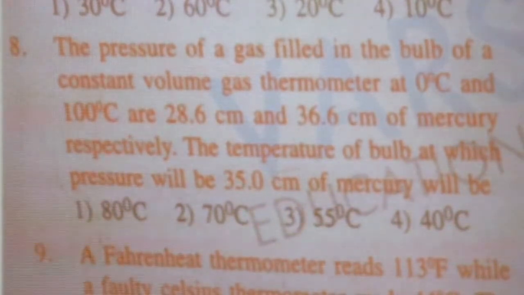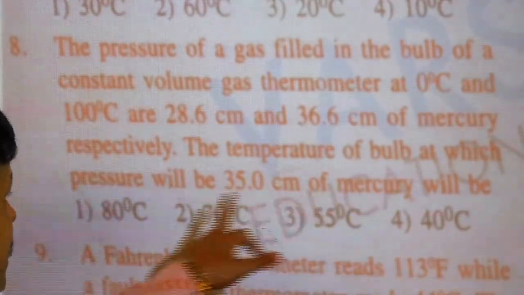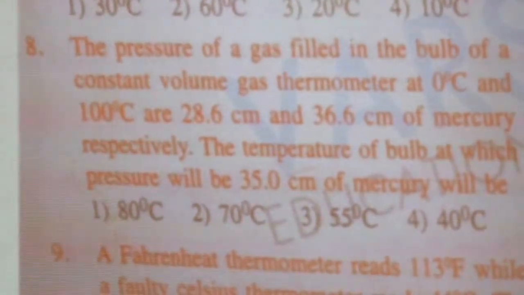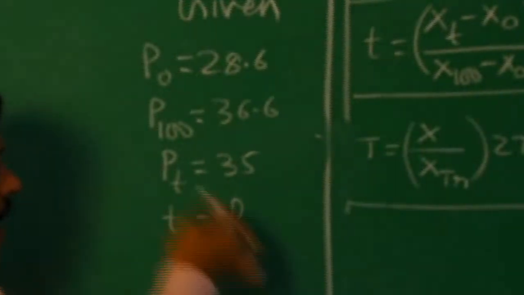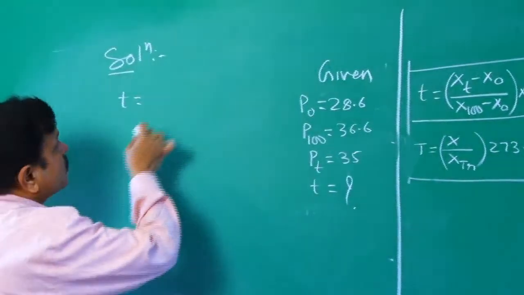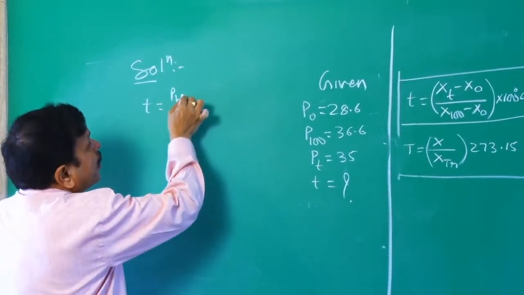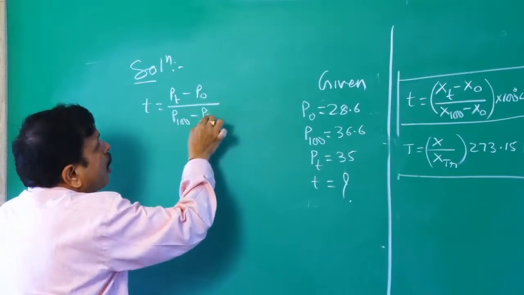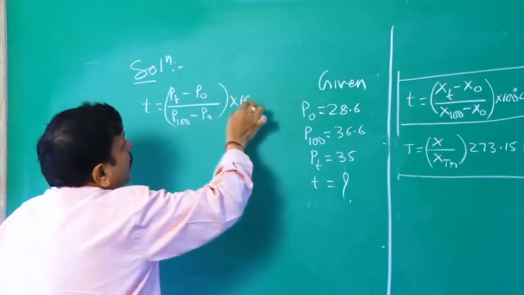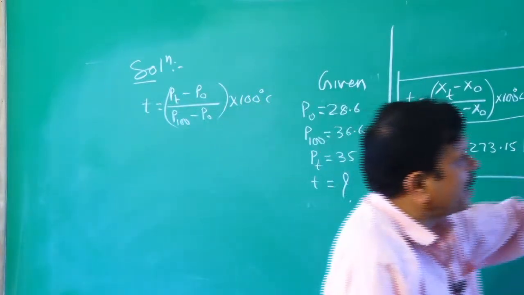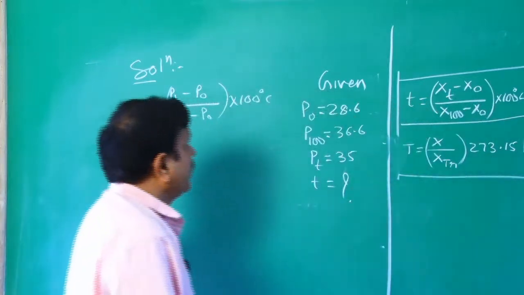Then the temperature of the bulb at which the pressure will be 35 centimeter of mercury is asked. So Pt is given to be equal to 35. Temperature is asked, meaning T is asked. This can be solved using the formula (Pt minus P0) divided by (P100 minus P0) into 100 degree Celsius. So your answers are given in terms of Celsius. So this will be clear.